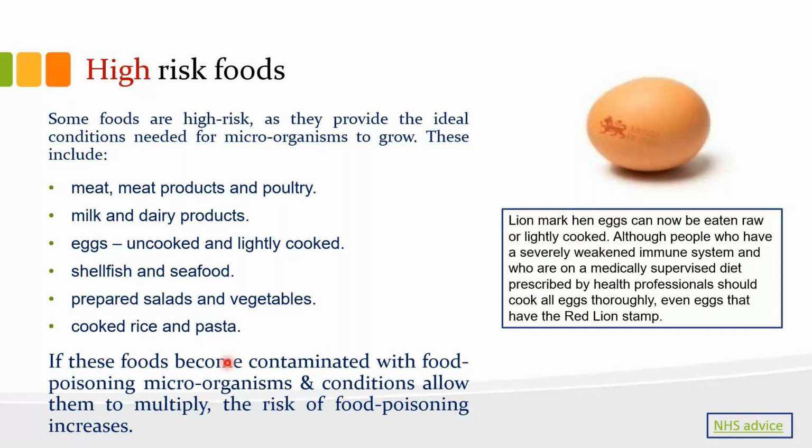If these foods become contaminated with food poisoning microorganisms and conditions allow them to multiply, the risk of food poisoning increases. We have an example here of Lion Mark hen eggs. The Lion Mark, first introduced by the British Egg Marketing Board in 57 in the last century, was relaunched again as a mark of high quality eggs, raw eggs, consumed as they are.